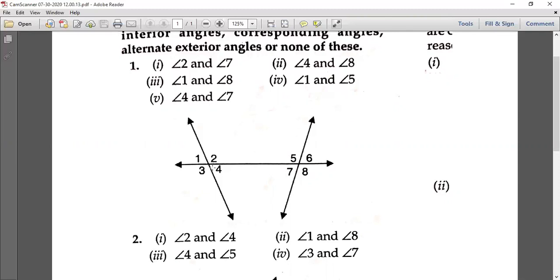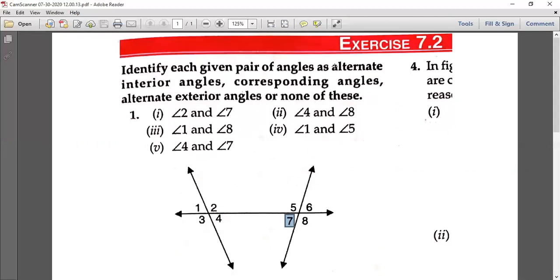Angle 4 and angle 7: they are lying in the interior of the pair of lines and on the same side of the transversal. These angles are co-interior angles. But since we have not been given the choice of co-interior angles, we will identify them as none of these.